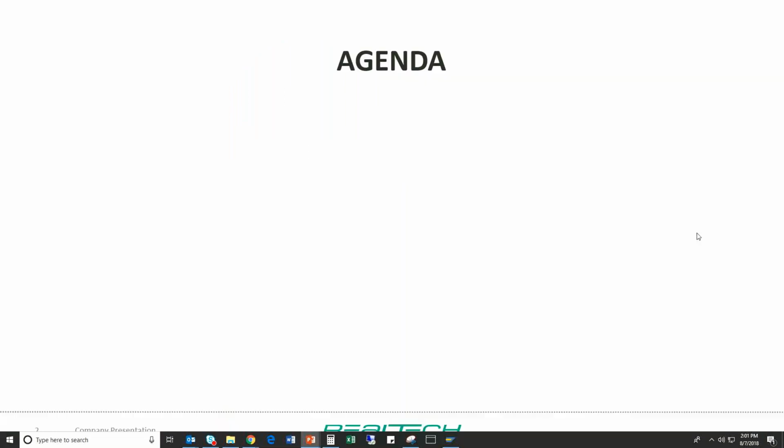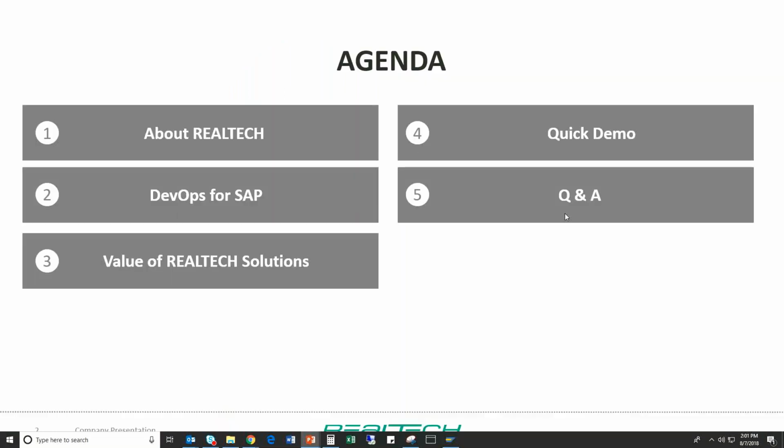Today's agenda will tell you a little bit about who REALTECH is, and discuss a little bit about DevOps for SAP. Then we'll show you our REALTECH SmartChange solution, which is the automated change and transport solution that will help you automate more changes quickly for your DevOps journey. And then we'll show a little video of how REALTECH can help in the DevOps methodology. And as Carly mentioned, we'll open it up for some Q&A.